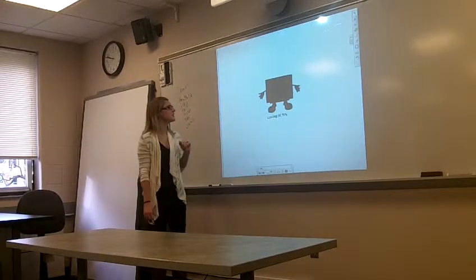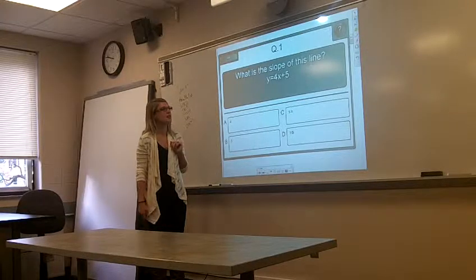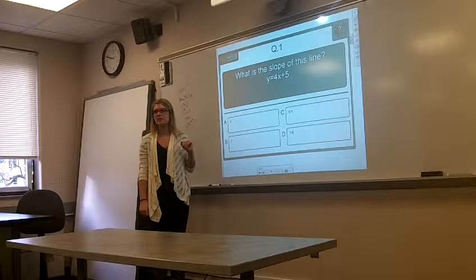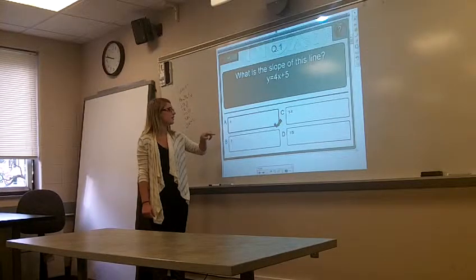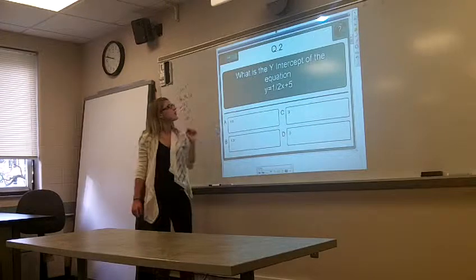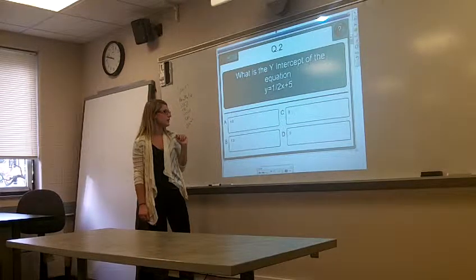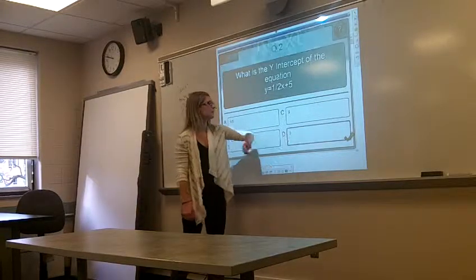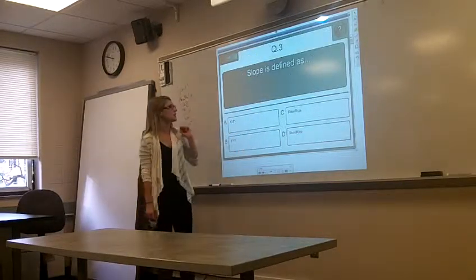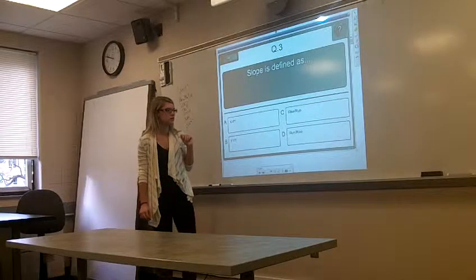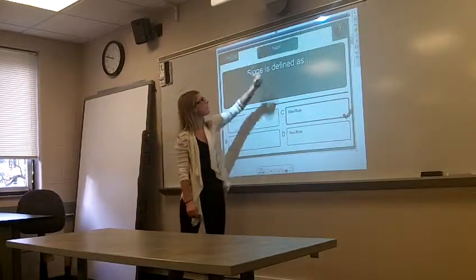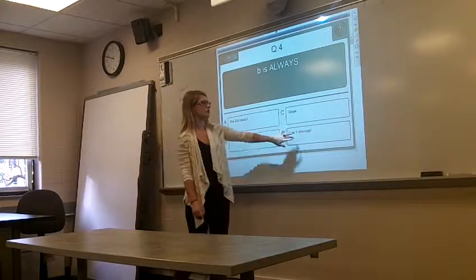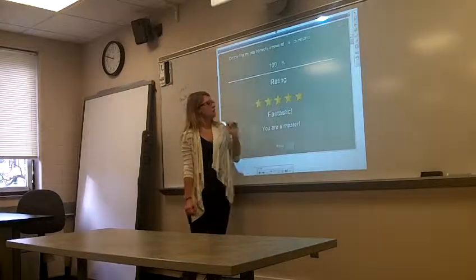Alright, last thing. What is the slope of this line? Anyone? What is the y-intercept of the equation y equals 1 half x plus 5? Slope is always defined as m, and b is always the y-intercept. Yes. That's it.